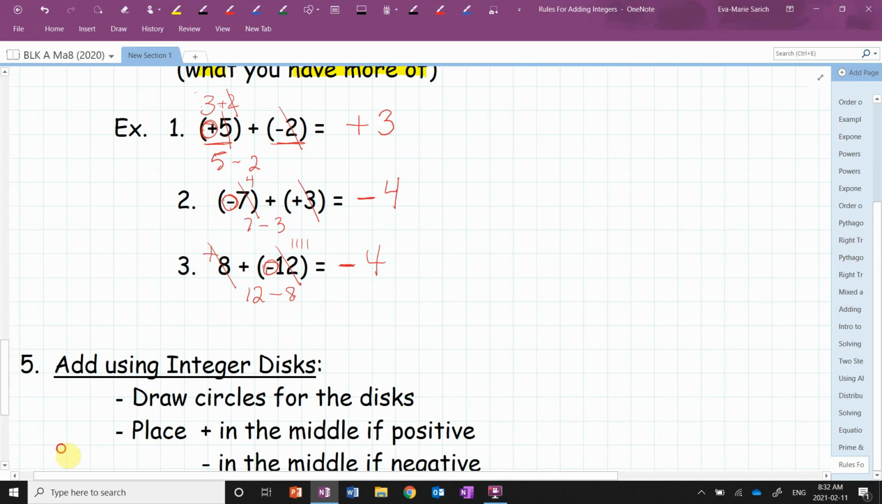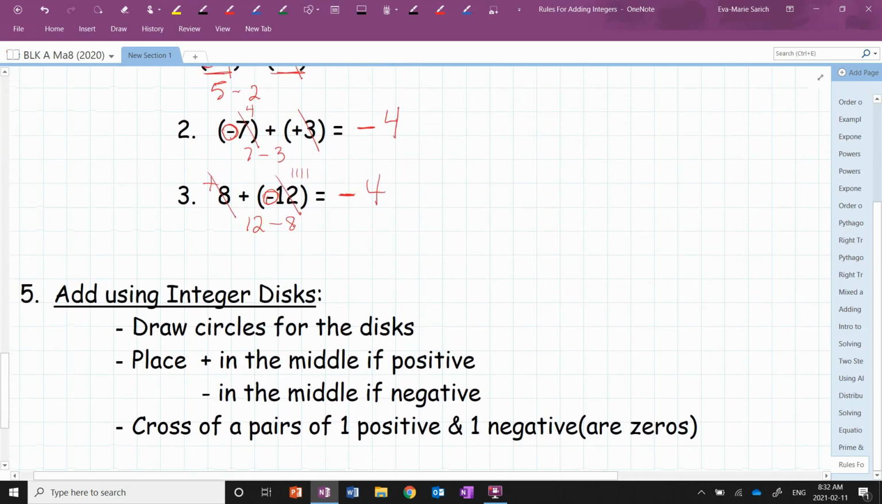Okay, one last way of doing addition with integers is using integer discs. So I want to give you a little bit of practice with this. Well, what are integer discs? They're a little bit like bingo chips. You probably used those in elementary school. We're not going to play with the bingo chips. We're just going to draw circles for the discs.